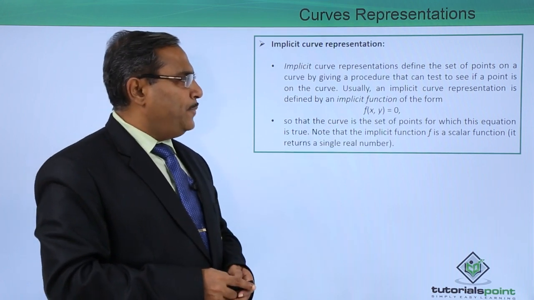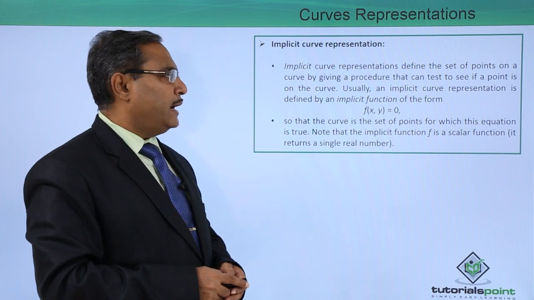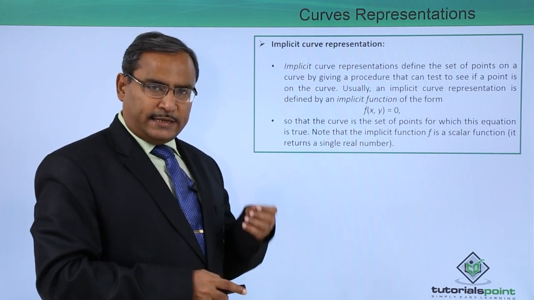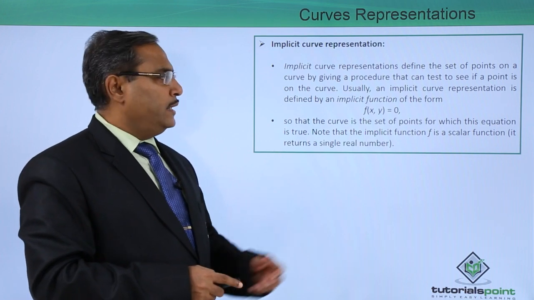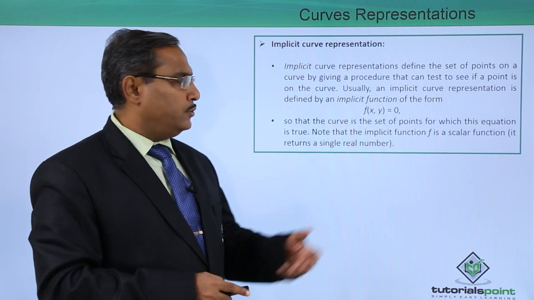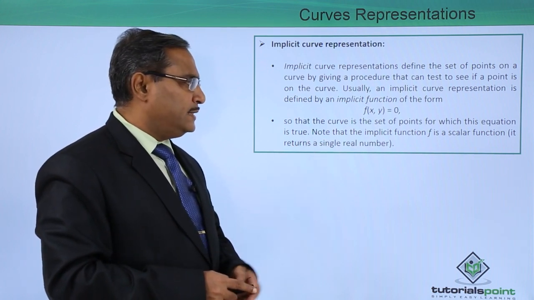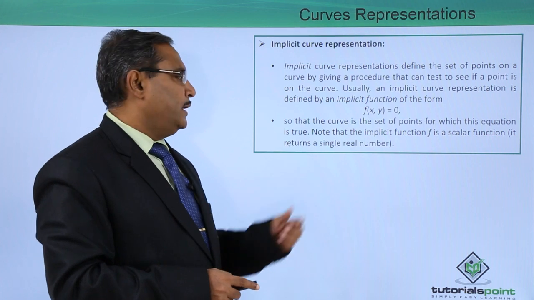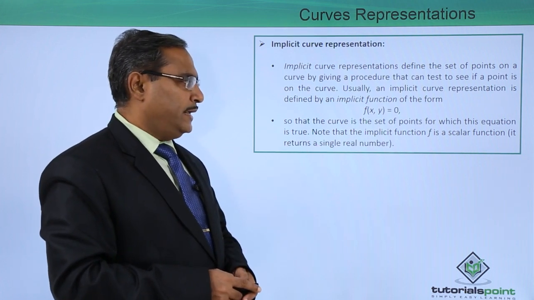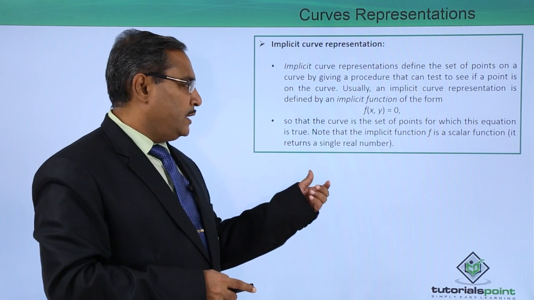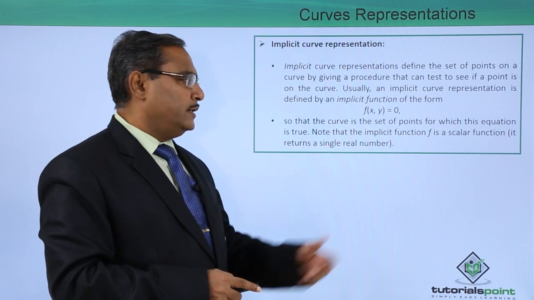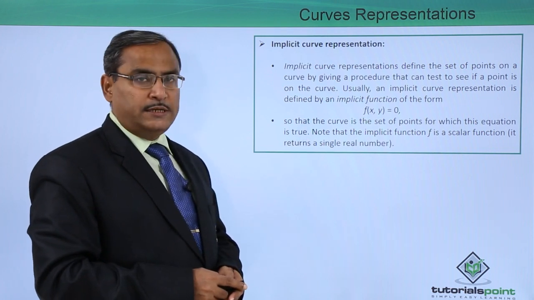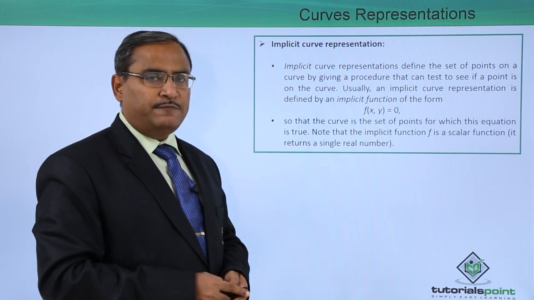Usually an implicit curve representation is defined by an implicit function of the form f(x, y) = 0. That is, a function of x, y equal to 0, so that the curve is the set of points for which this equation is true. Note that the implicit function f is a scalar function and it returns a single real number. So that is our implicit curve representation using some implicit function.